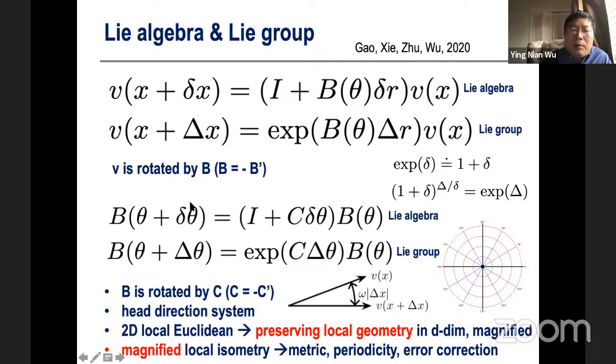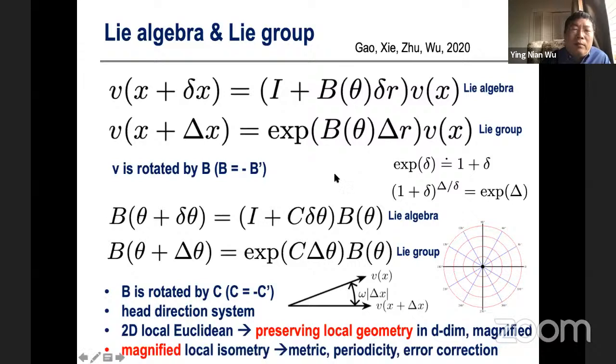But then we also introduce a model. So this B of theta is almost like a representation of the head rotation, head direction. And if you change your direction, so when you move, you may change your head direction, then this B itself is rotated by another generator matrix C. And then you have another system of Lie algebra and Lie group. So this part is another loss function we added when we learn the grid cell model.